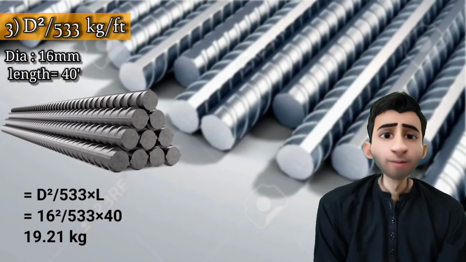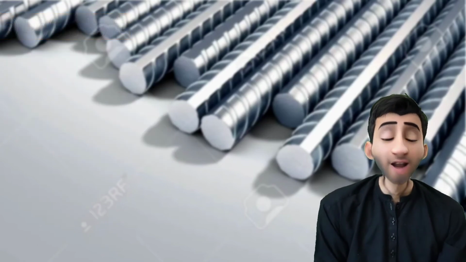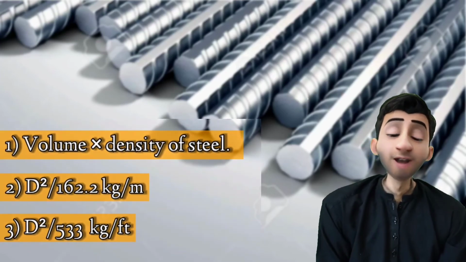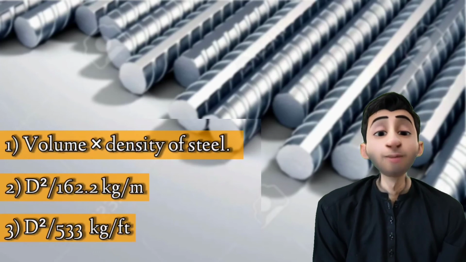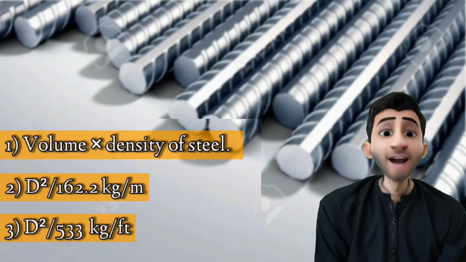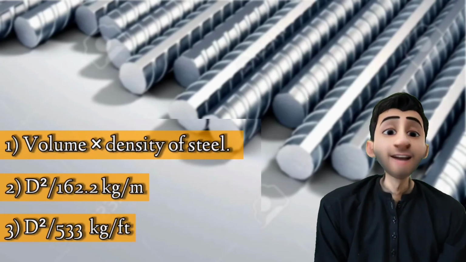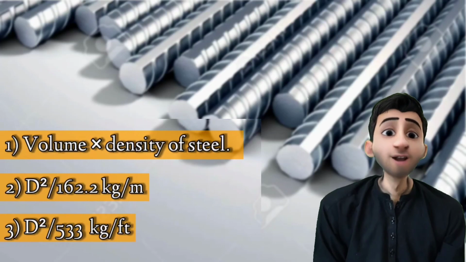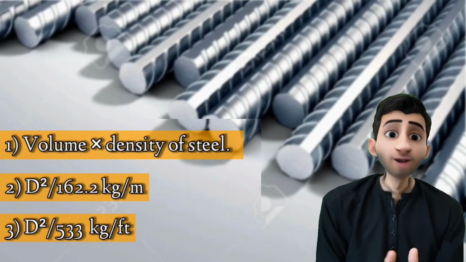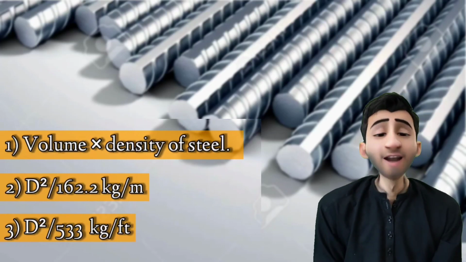That's it. If you remember these three formulas, you will easily find out the weight of any length and any dia of bar which is given. But remember that in all three formulas, you have to put the dia in mm. Don't put the dia in inches or centimeter. You have to put the dia in mm, so your answer will be correct.